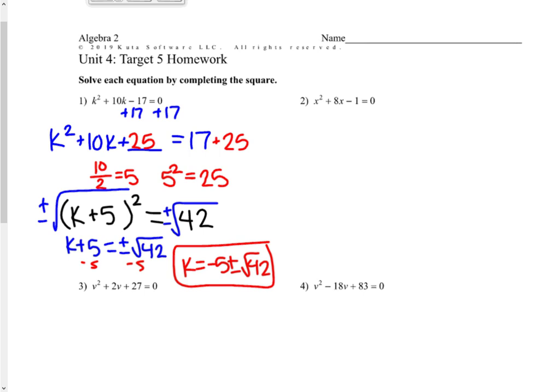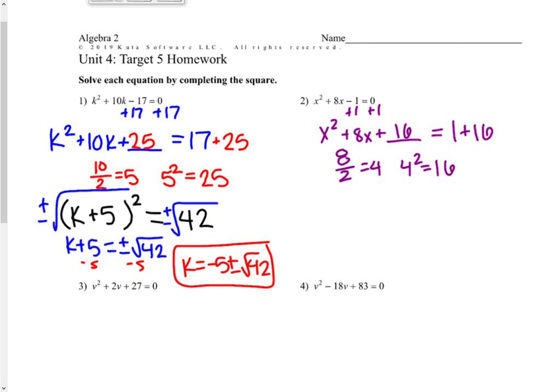Let's look at number 2. So again, start by moving the constant over to the other side. So I'm going to add 1 to both sides. So x squared plus 8x plus something is going to equal 1. Take our middle term, which is 8, divide it by 2, I get 4, and then I have to do 4 squared to get 16. So I'm going to add 16 to both sides.